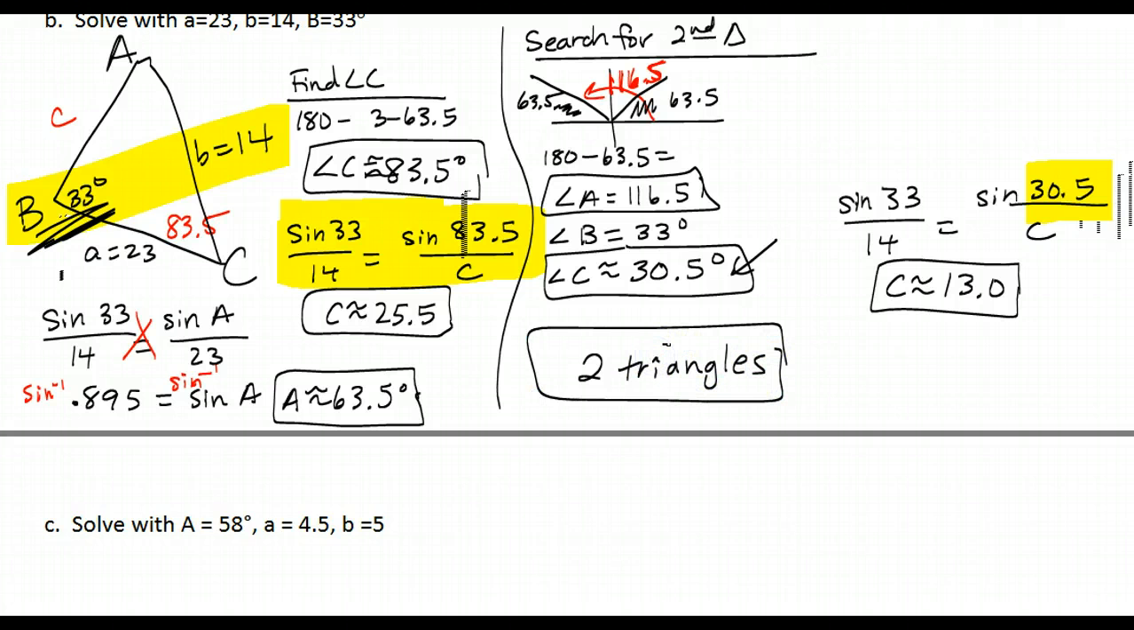Pause if you need to. Make sure you're writing down some questions too, if needed. Let's go on to C.